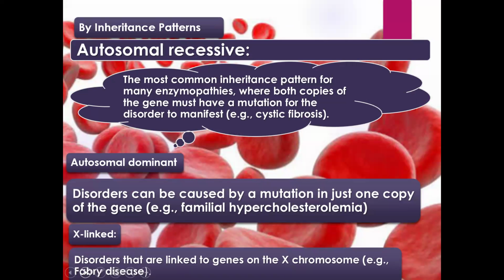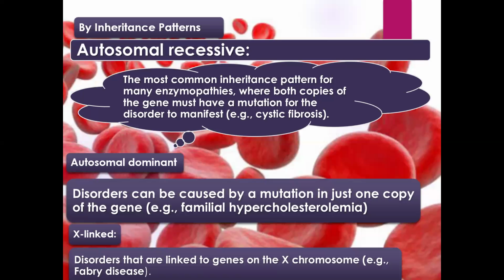Another way of classifying enzymopathies is by inheritance pattern. I'll let you know that an autosome is a non-sex chromosome in humans. And an autosomal gene is one that is located on the autosome. And the autosome is not a sex chromosome. So therefore, inheritance of an autosome is independent of whether you are a male or a female.